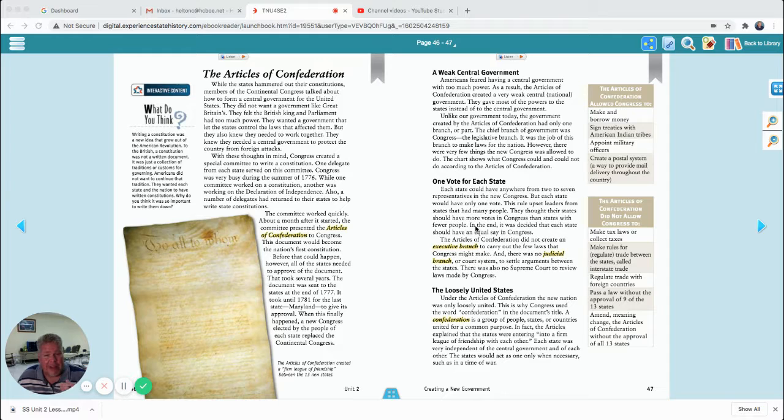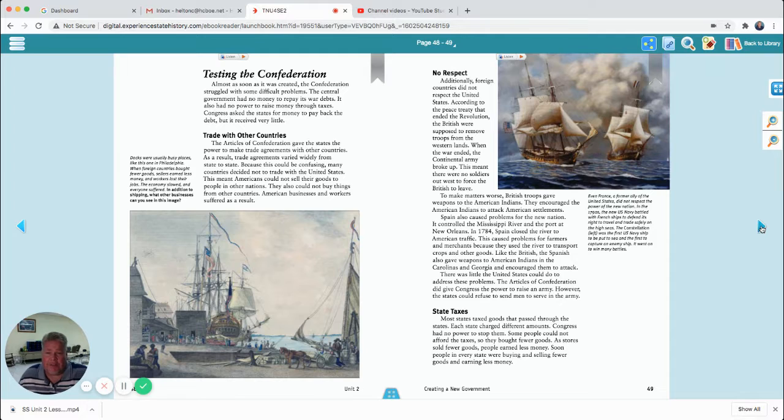So thinking about the Articles of Confederation and some of the things that were created, in today's lesson we're going to get into some of the weaknesses that the Articles of Confederation caused for our country. So page 48 is where we're going to begin today. The title of this page is called Testing the Confederation. So we're going to read this page first.